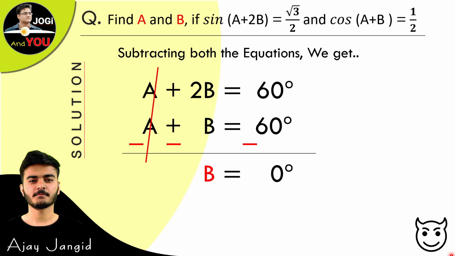So the value of B is 0 degrees. For getting the second value, we can substitute B in any of these equations and we will get the value of A. If we replace the value of B in the second equation, it becomes A + 0 is equal to 60 degrees. That means A is equal to 60 degrees. This is the solution of our question.